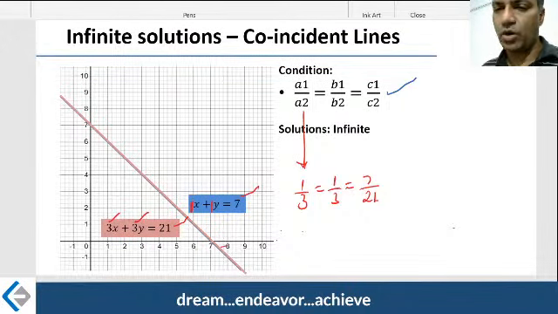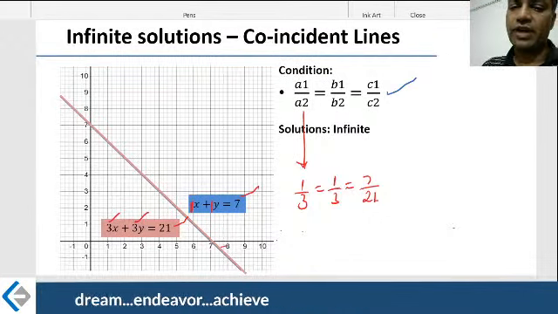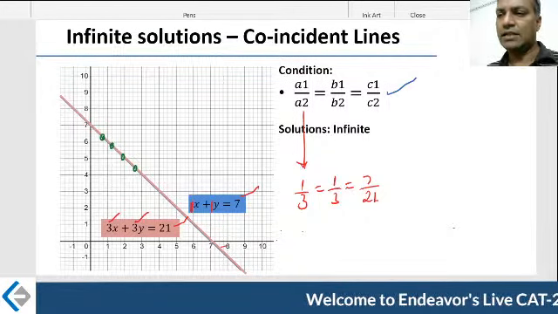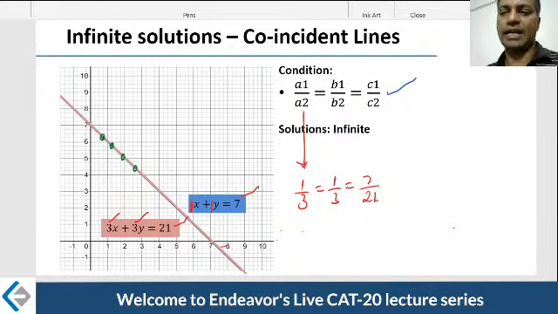Nothing but one line is upon the other line. How many solutions will I have? Many solutions. In fact, we call it an infinite number of solutions. Every point is a solution, because if there is a point which lies on one of the lines, then the same point lies on the other line as well.